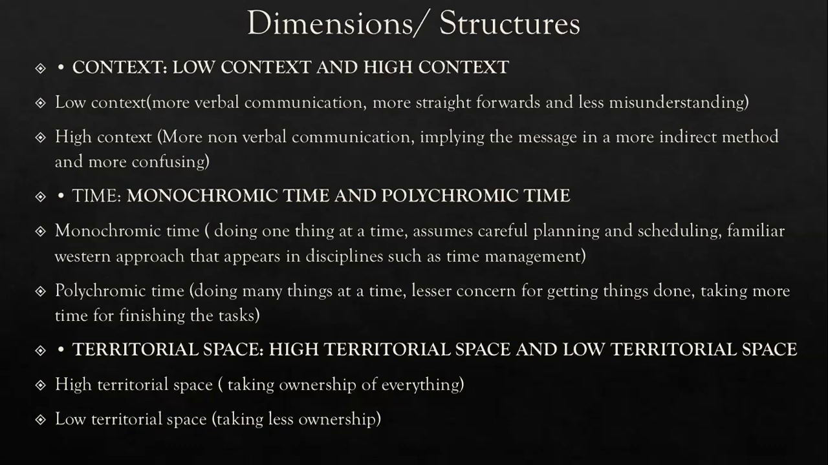The second is polychronic time, which is where you do many things in that particular time itself, which is actually not going to give you the result that you have expected, because it can provide avenues for a lot of confusion and chaos that can potentially take place in the minds of people. So here, lesser concern is given for getting things done, and more time is taken for finishing the task because there is no clarity. There are too many things coming at the same time, which puts people into a sense of dilemma where they do not know what has to be taken and what has to be done. Now, that is what we see in polychronic time.